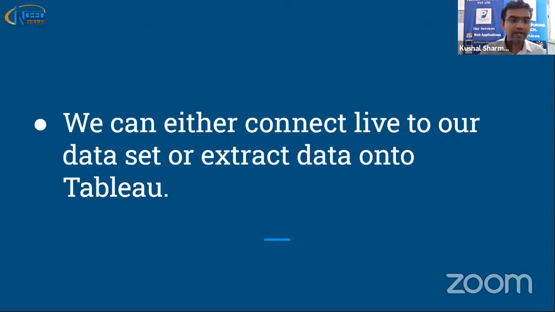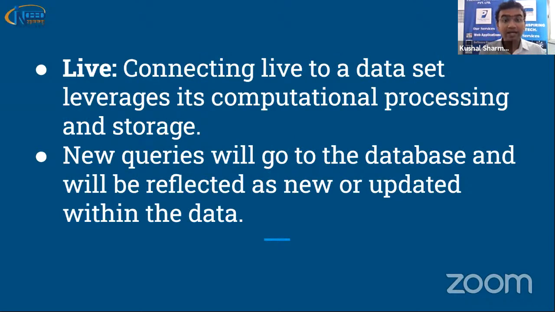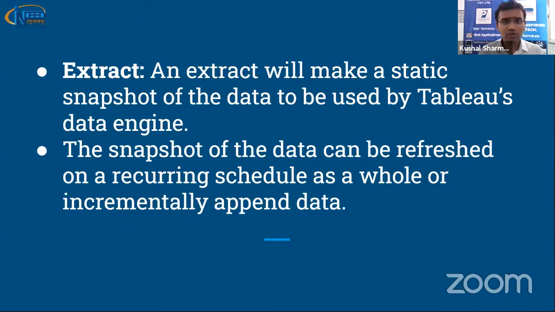So different connections. Here, connections can be either live or extract. So one is live, you can connect, or extract you can use. What is live? Live is basically connecting live to the data set, and whenever you have some changes, it will directly go to the database, fetch the new details, and show you. So whatever live updates are being made are directly computed and shown in the visualizations. But in the case of extract, it will make a static snapshot, like it will extract, and that will be a static snapshot.